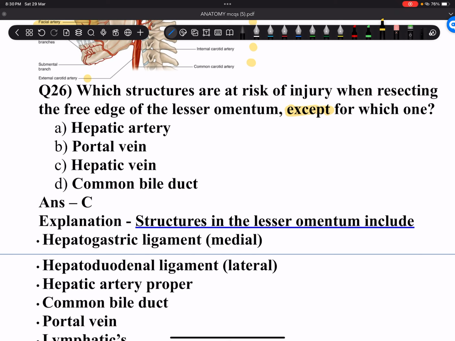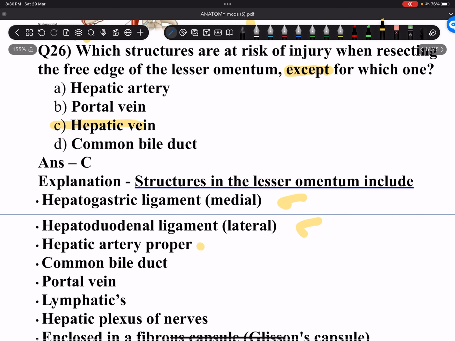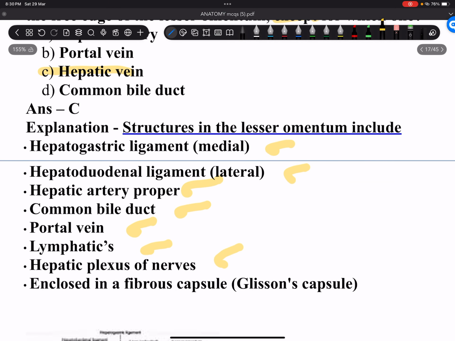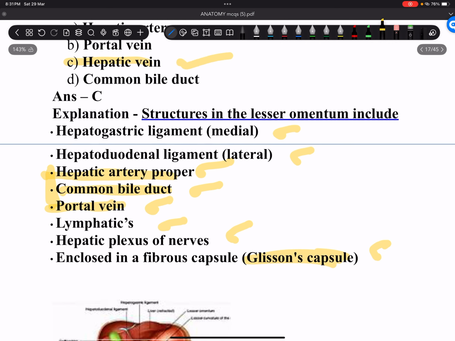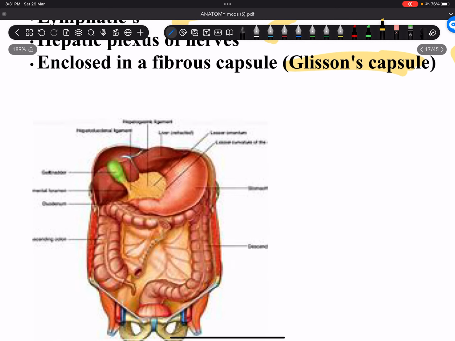Structures in the lesser omentum include the hepatogastric ligament, hepatoduodenal ligament, hepatic artery proper, common bile duct, portal vein, lymphatics, and hepatic plexus of nerves enclosed in a fibrous capsule, which is Glisson's capsule. But what is not there is the hepatic vein. So this is the diagram, you can go through it.